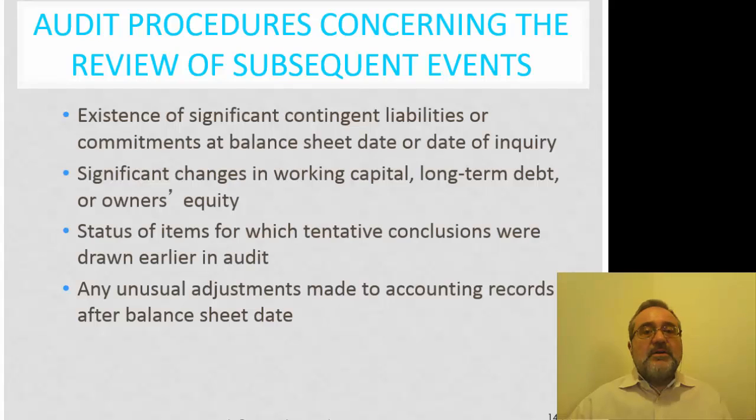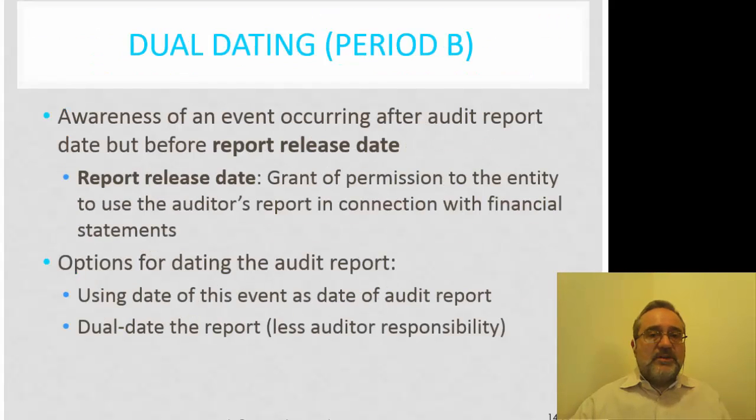We want to consider the significance of contingent liabilities. Again, understand any resolution of contingent liabilities during this subsequent period, and if the balance sheet information needs to change, any significant changes in working capital. So if we look at some of the interim statements and we see a significant increase or decrease in cash, we're going to start asking some questions in terms of what's taken place. We want to determine the status of any items that were tentatively concluded but not fully concluded, and any unusual adjustments in the financial statements.